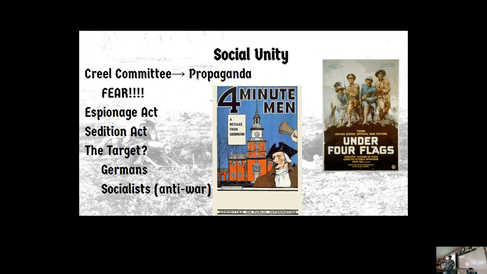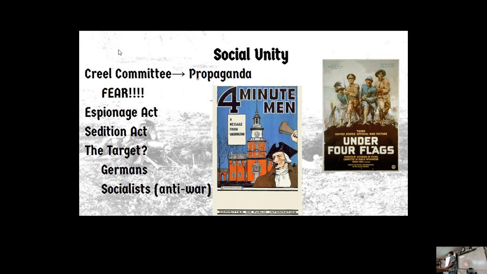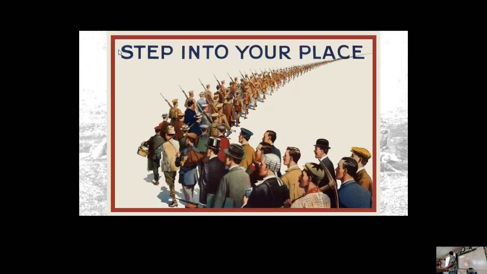And don't forget that idea that the Germans might be drumming up a revolution. So, the fight for social unity. And propaganda would be used. Let me show you a few more posters.